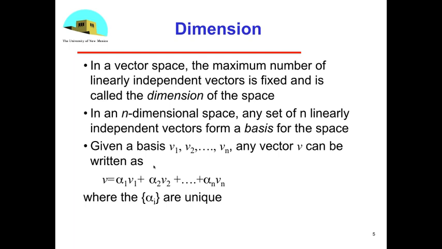Given a particular basis, say v1, v2 through vn, then any other vector, as I just said, could be written that way for some set of alphas, and those alphas turn out unique. These are little problems they give you to solve in a class on linear algebra. So this concept of basis is really crucial.